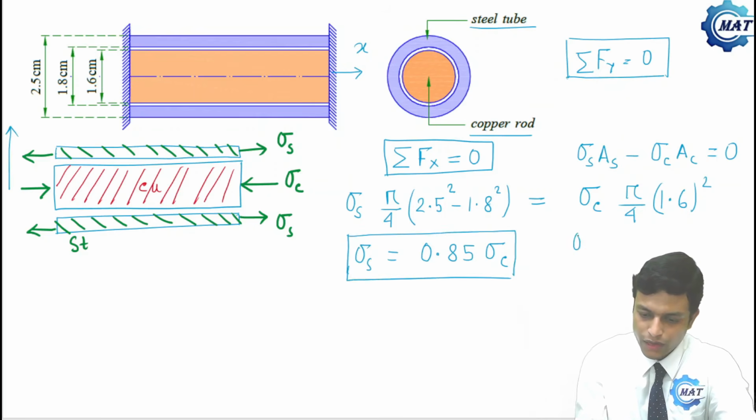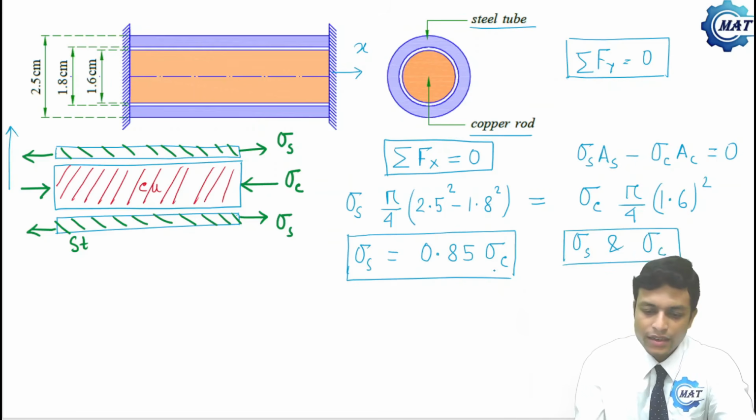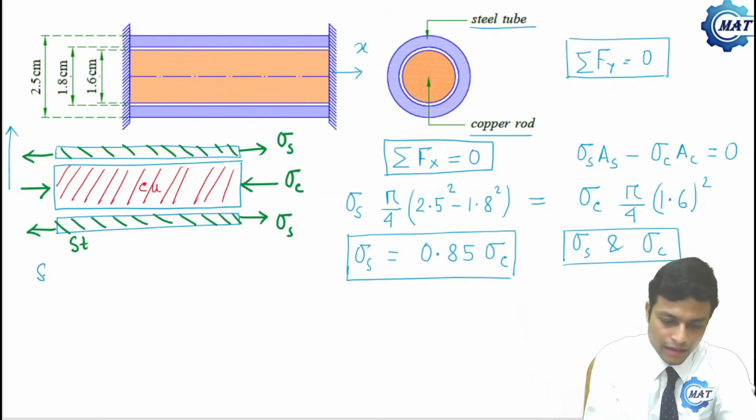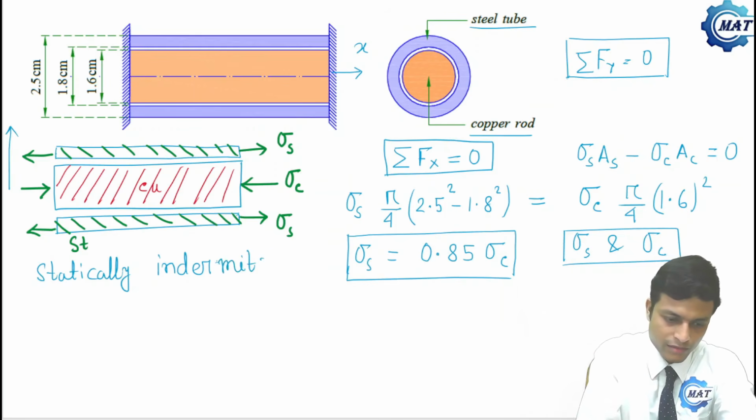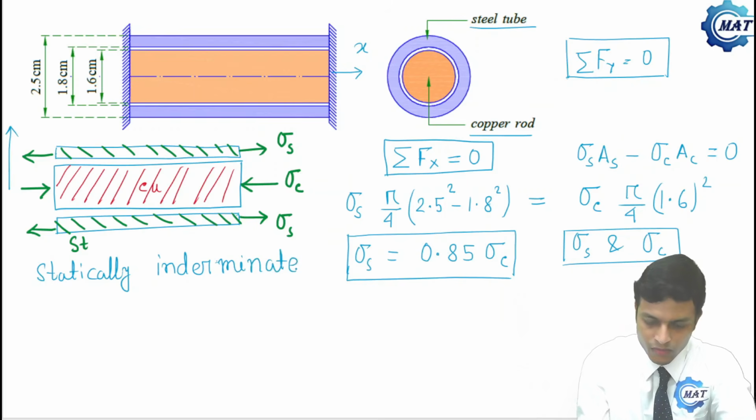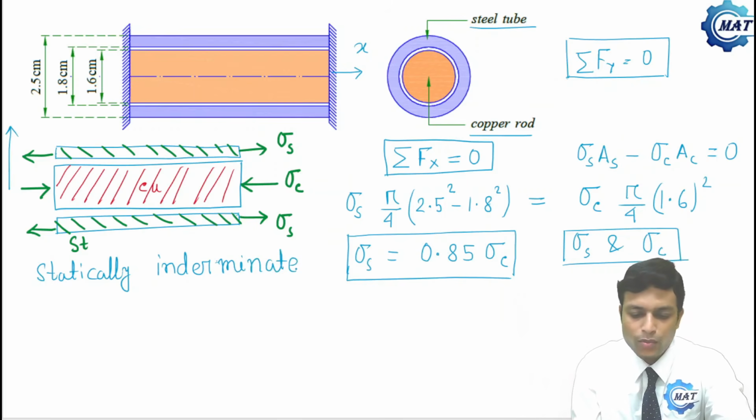What are the two unknowns? The two unknowns are nothing but sigma S and sigma C. So we have two unknowns and only one equation. So that is a statically indeterminate problem. So what do we have to do now? We have to apply one boundary condition.